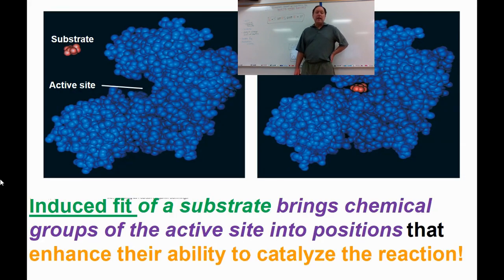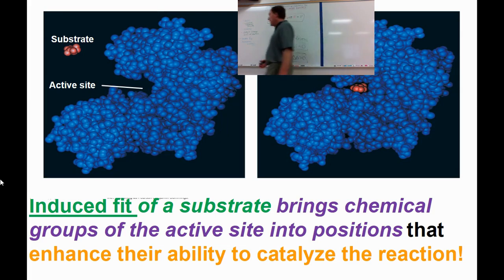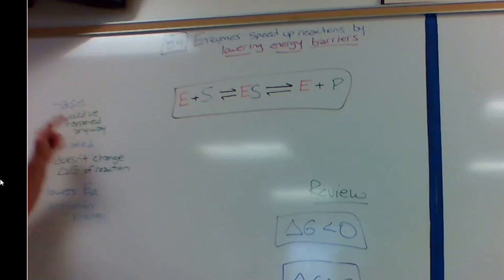This is called induced fit, and the idea is that the key going into the lock, or the substrate going into the active site, actually induces a change of shape and a fitting of the enzyme. I'm going to press pause for a second and go over a few things.